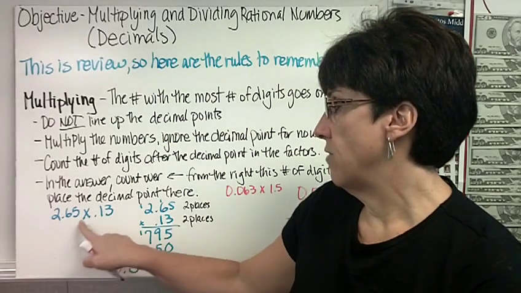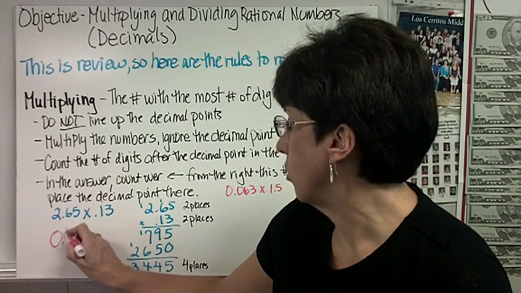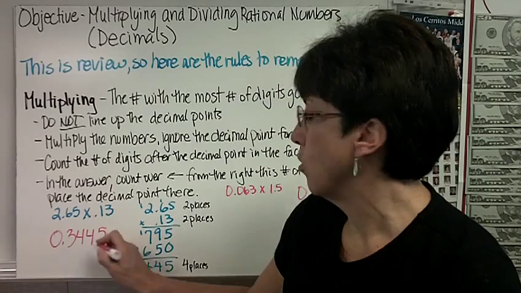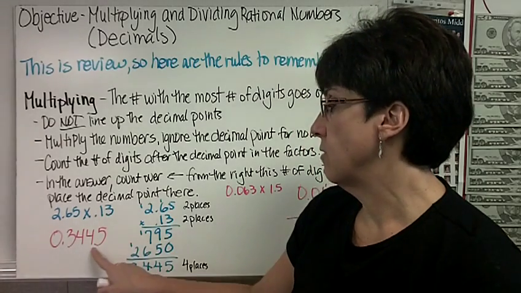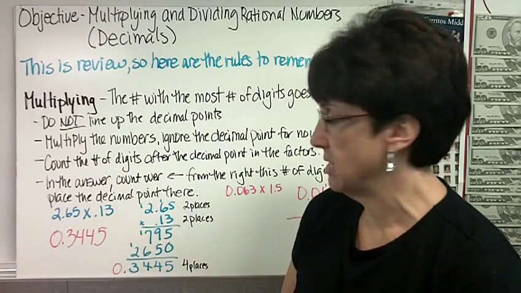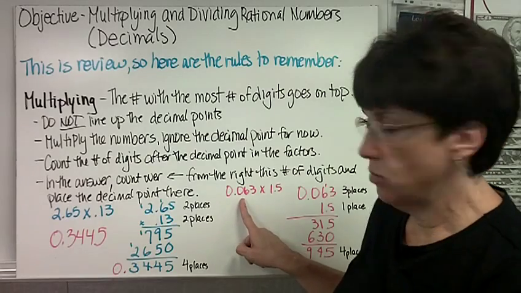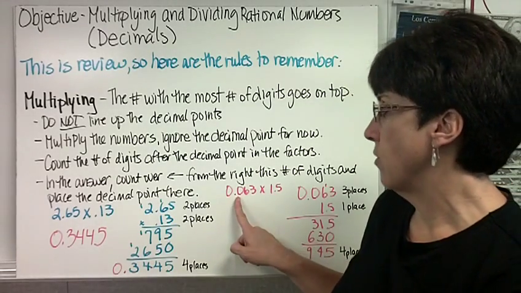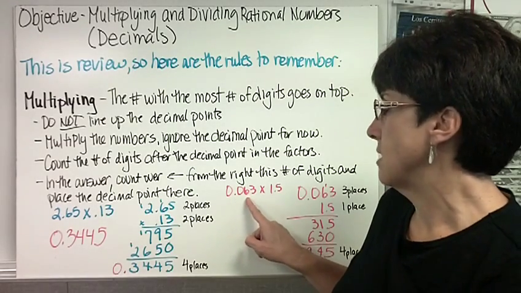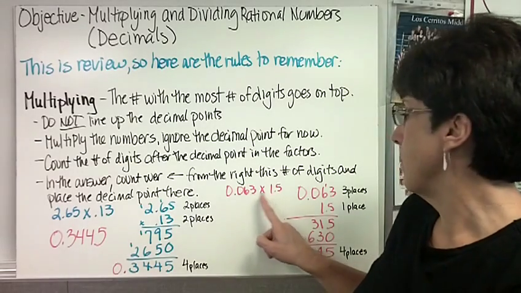So 2.65, or 2 and 65 hundredths, times 13 hundredths gives us the answer 0.3445, or if I were going to read it, 3,445 ten-thousandths. This gets a tiny bit messy, huh? Let's do one more. 0.063 times 1.5, or 63 thousandths times 1 and 5 tenths.